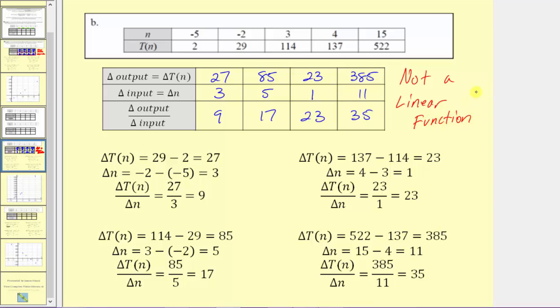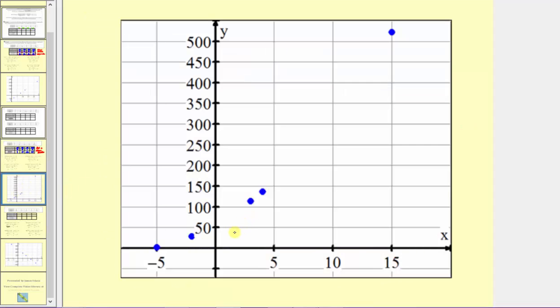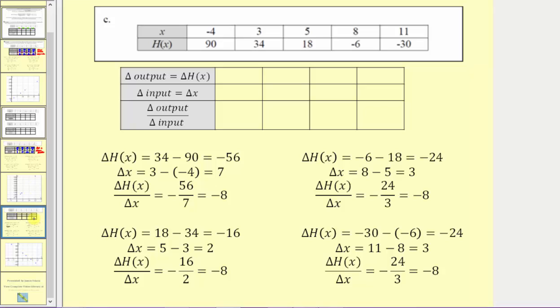If we did look at this graphically by plotting the points on the Cartesian plane, it would look like this. Notice how we cannot sketch a line that would pass through all 5 points, which is another verification this is not a linear function. Now let's look at our last example. Table C, notice how the input is x and the output is h of x. So we determine the rate of change between these 2 points.